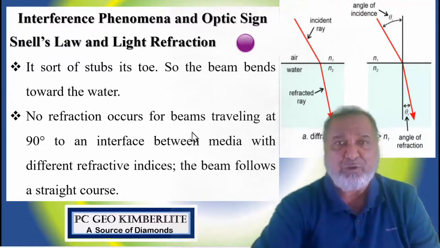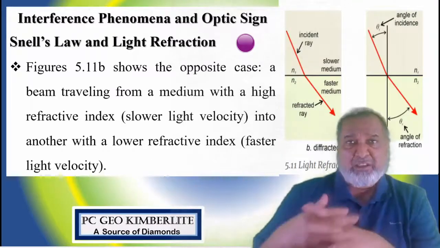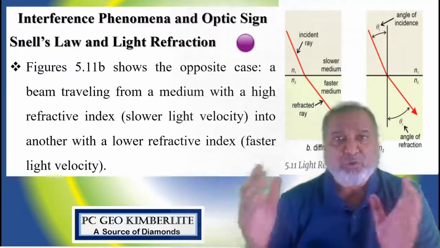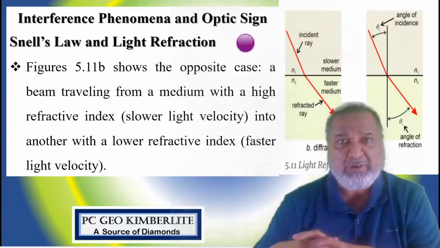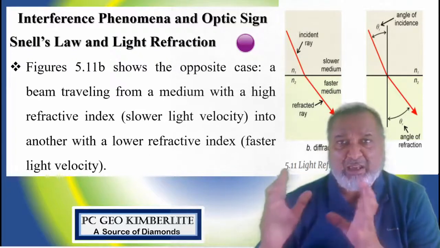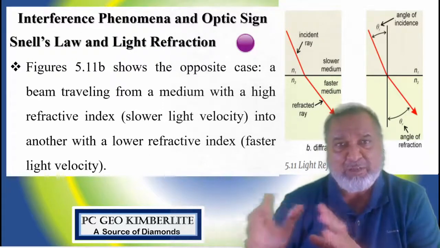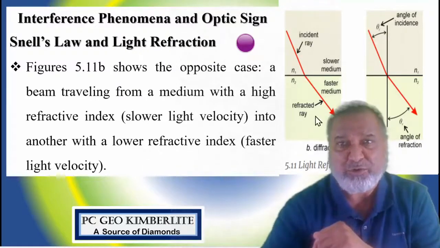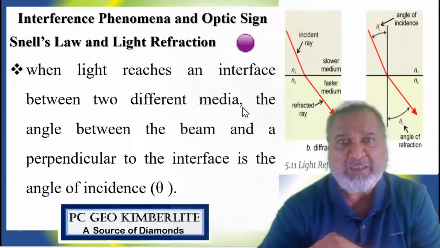No refraction occurs for a beam traveling at 90 degrees to an interface between media of different refractive indices. The beam follows a straight path. Figure 5.11b shows the opposite case, a beam traveling from a medium of high refractive index and lower light velocity into another of lower refractive index, that is faster velocity. That has been shown in the examples now.